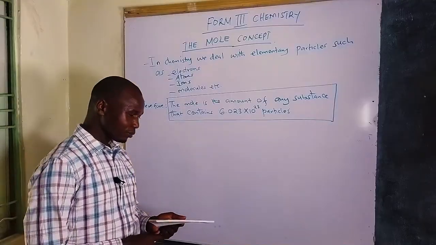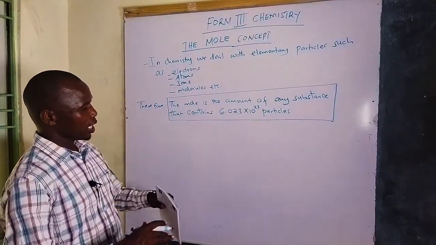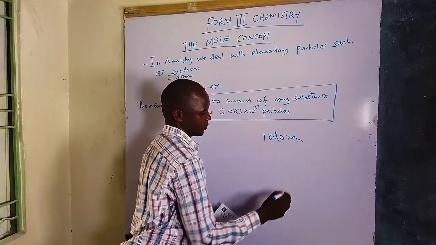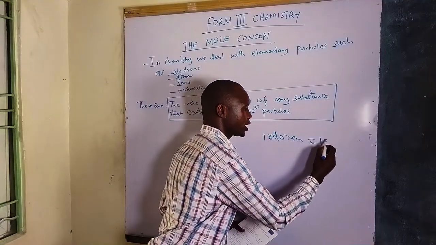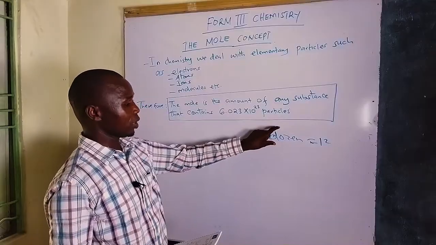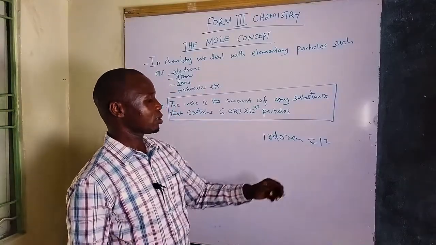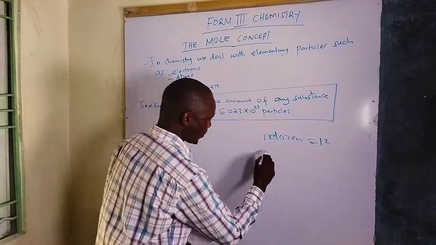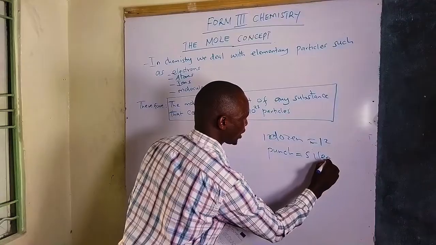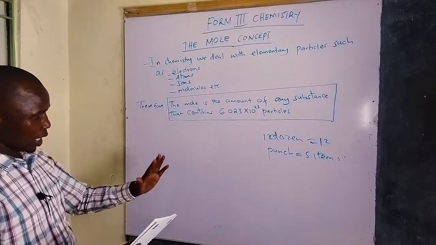Just like in life, we use various units when we are counting a number of items. For example, a dozen is known to contain 12 items. We don't look at the size or the shape, so long as it is 12, we assume one dozen of any items will always contain 12 items. The same as a punch. A punch will always have 5 items, regardless of the size, regardless of the shape. Those are the common units that we use in life when we are counting a number of items.